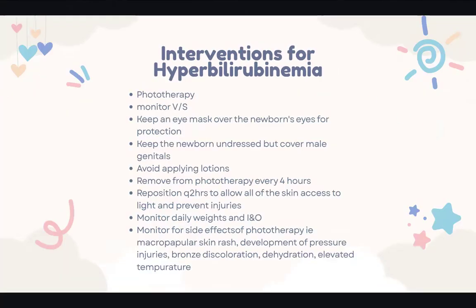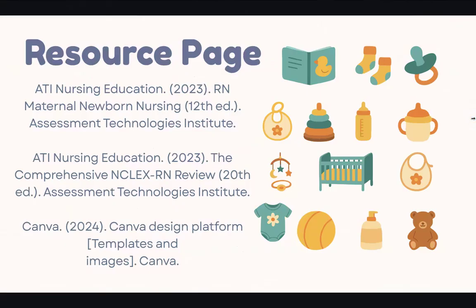The interventions are going to include phototherapy, monitoring the vital signs, protecting the eyes, and keeping the newborn undressed, except if they are male, we're going to cover just their genitalia. We're going to avoid lotions. We're going to reposition them every 2 hours. We're going to monitor their eyes and nose and their daily weights. We also want to make sure that we watch out for other side effects like rashes, bronze discoloration, dehydration, or temperature instabilities.